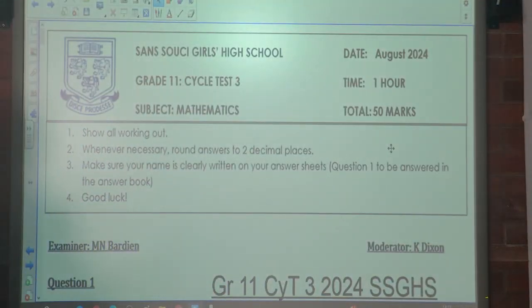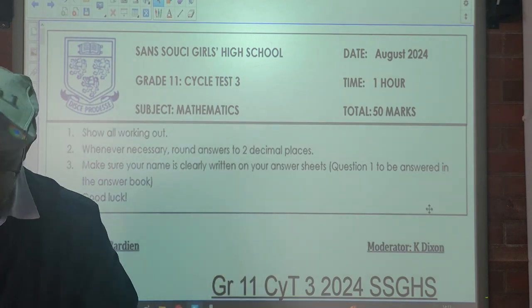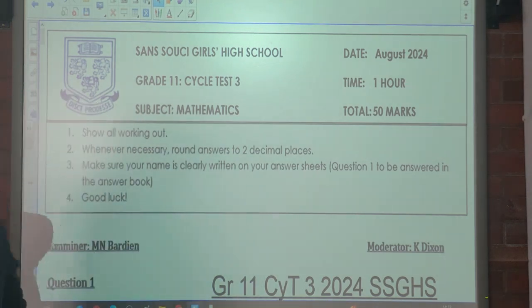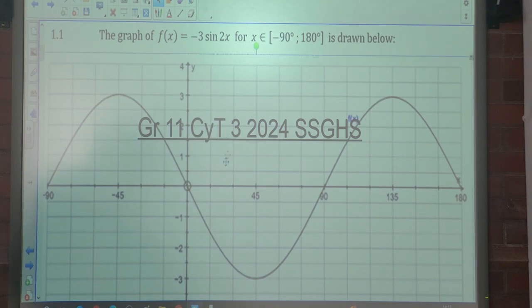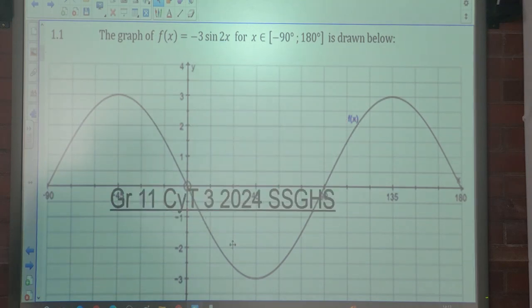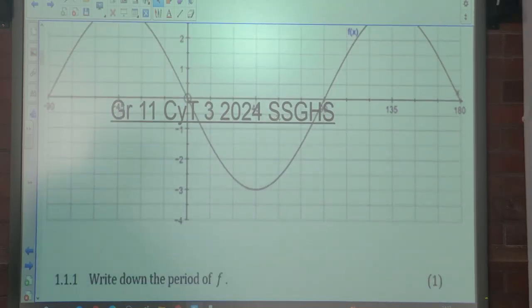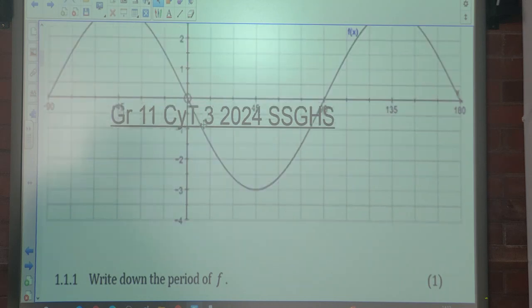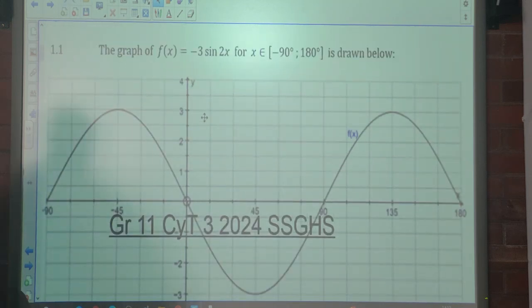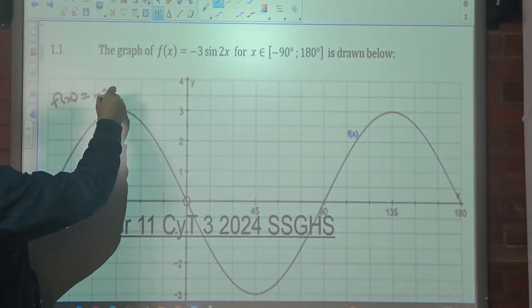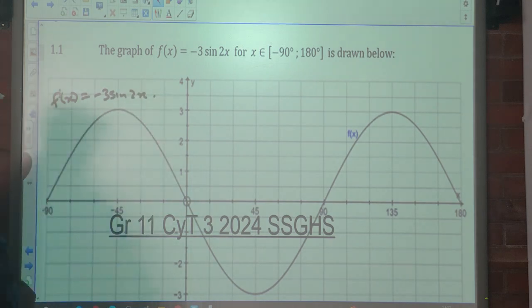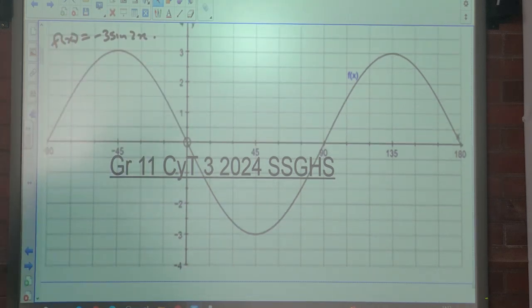Right, the paper was for 1 hour, 50 marks. Let's go. We started off with 3 graphs. So the graph of f of x equals negative 3 sine 2x, as you can see the graph first goes down then up, with the period of course being 180. But the graph is drawn between negative 90 and 180. So f of x is equal to negative 3 sine 2x. Okay? I'm going to move this up a bit and reduce it.